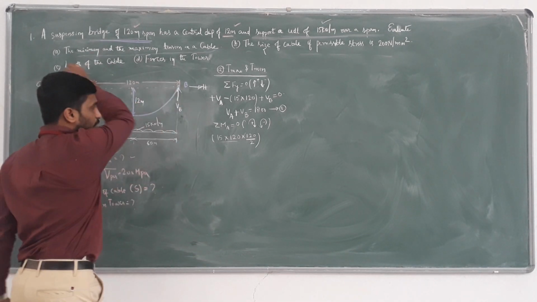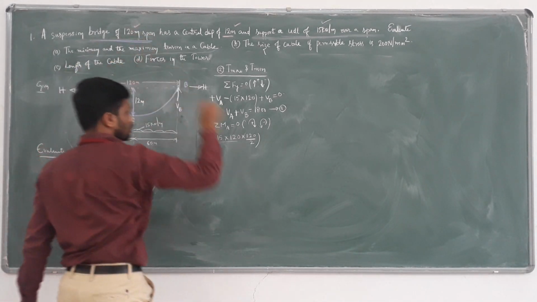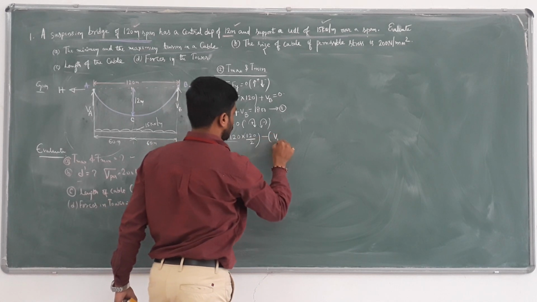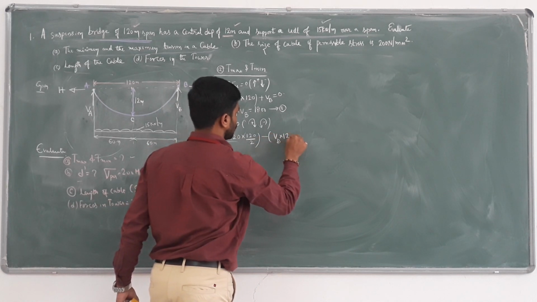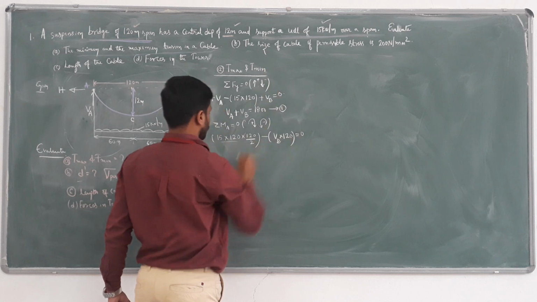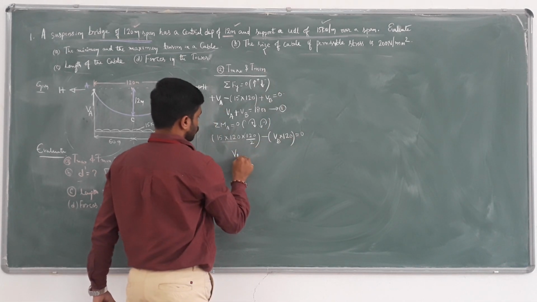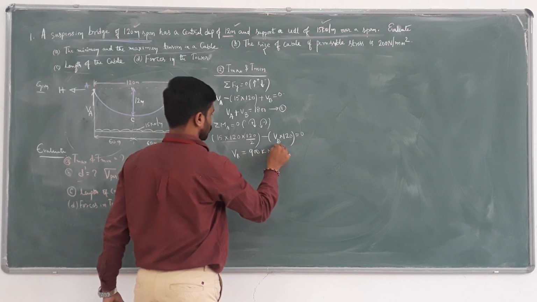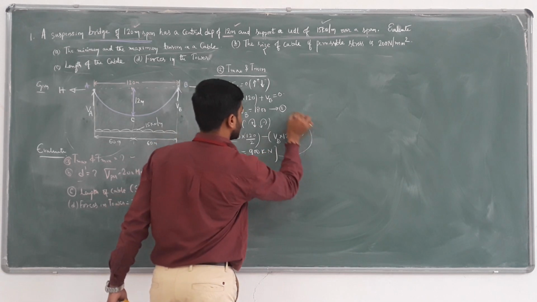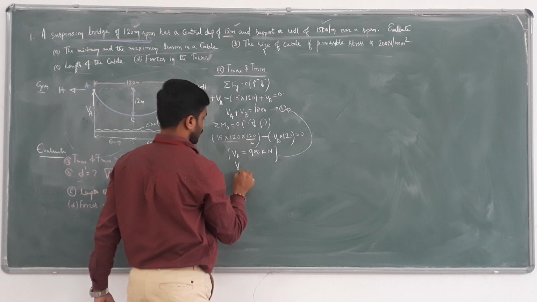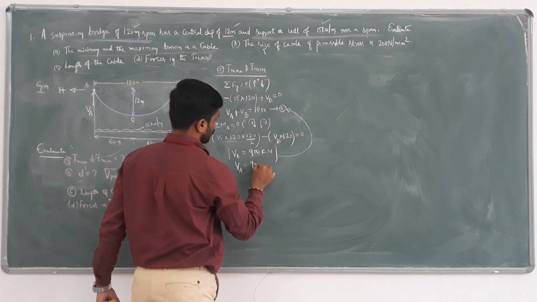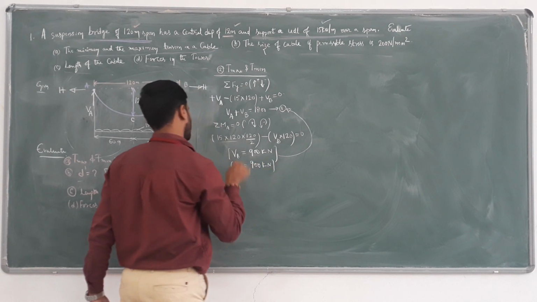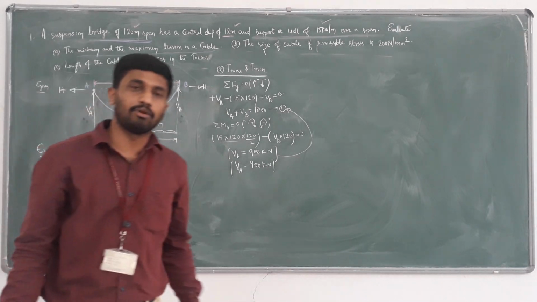So next, VB is rotating in the reverse, counterclockwise direction: minus VB into span distance 120 equals 0. If you solve this, you get 900 kilonewton. Now substitute this in equation number 1. We get VA is also 900 kilonewton. Now we have the VA and VB values.